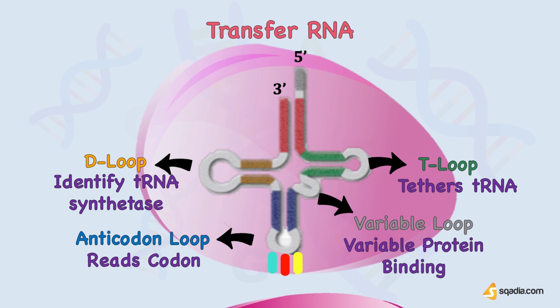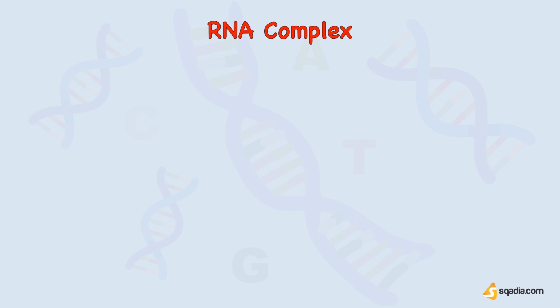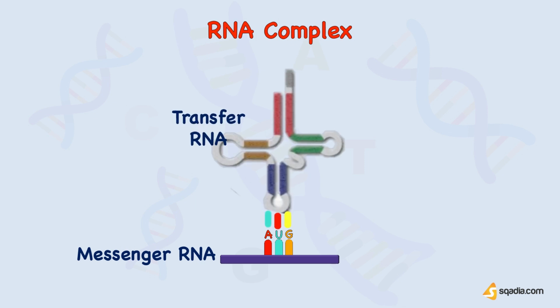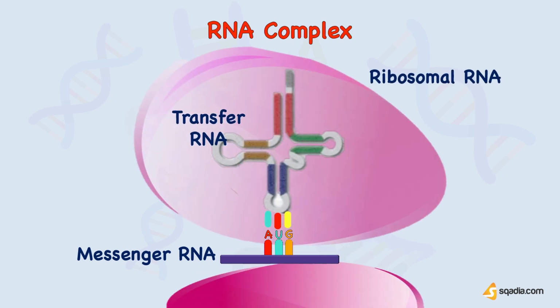So, that is how a complex of these 3 RNAs is made. There is messenger RNA. Then this will be transfer RNA. And lastly, ribosomal RNA will be attached to ribosomes. Now this complex will start the process of translation.